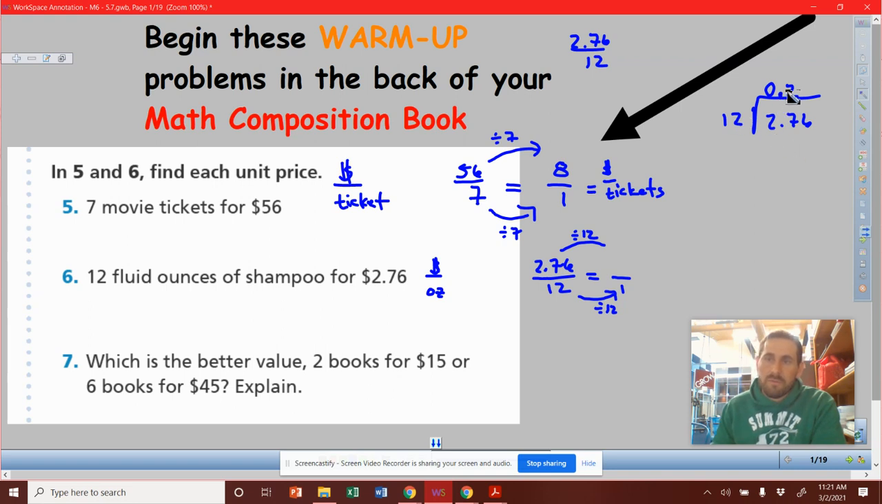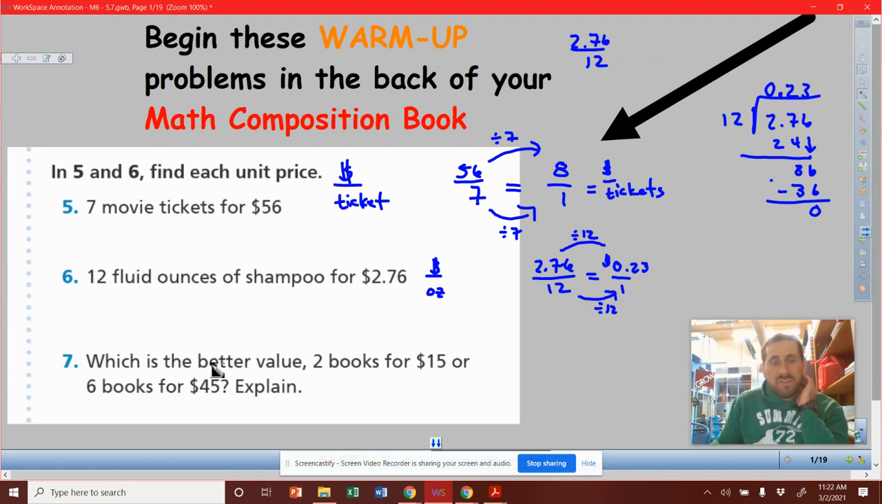Okay, so 12 goes into 27 2 times. 12 times 2 is 24. So 27 subtract 24 is the 3, and then bring down a 6. 12 goes into 36 3 times, and that's exactly 36. And 36 minus 36 is 0. So what do we find out? It's 0.23 dollars. In other words, 23 cents for every 1 ounce.